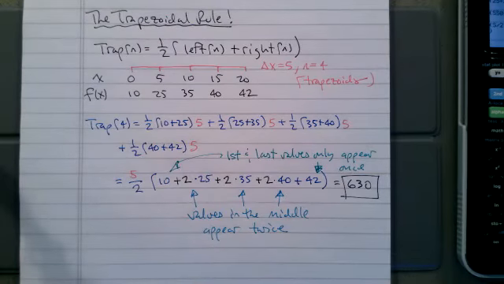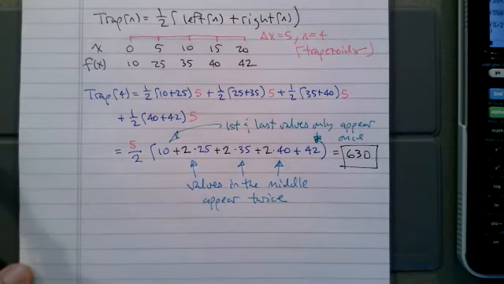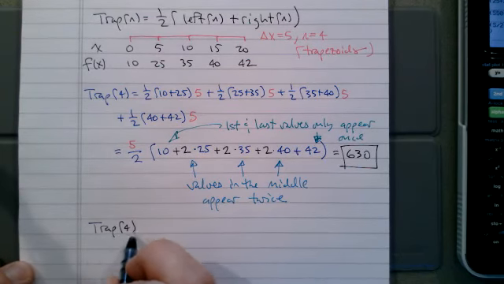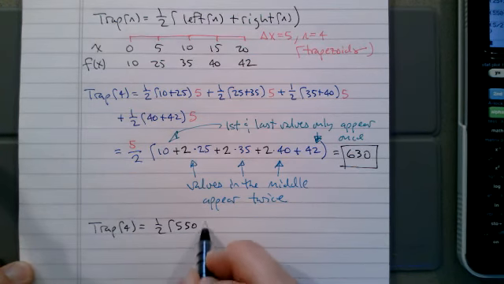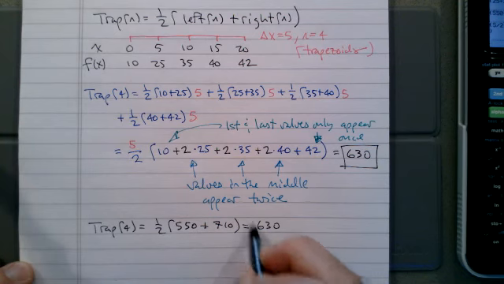Any questions? So it's also the average of the left and right approximations. So also TRAP 4 is the average of the 550 and the 710, which is also 630.